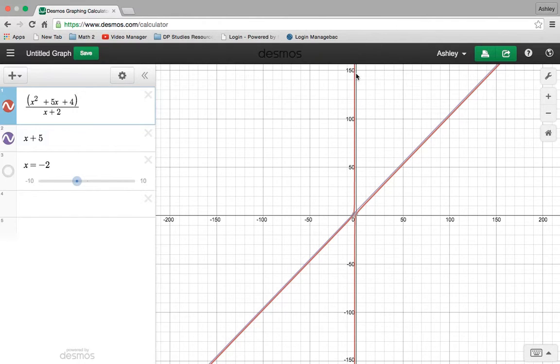So here is that vertical asymptote. We've got our x and y intercepts graphed, and then the slant asymptote, which is a result of having a power on the top that is one bigger than the power on the bottom. So watch out for that.